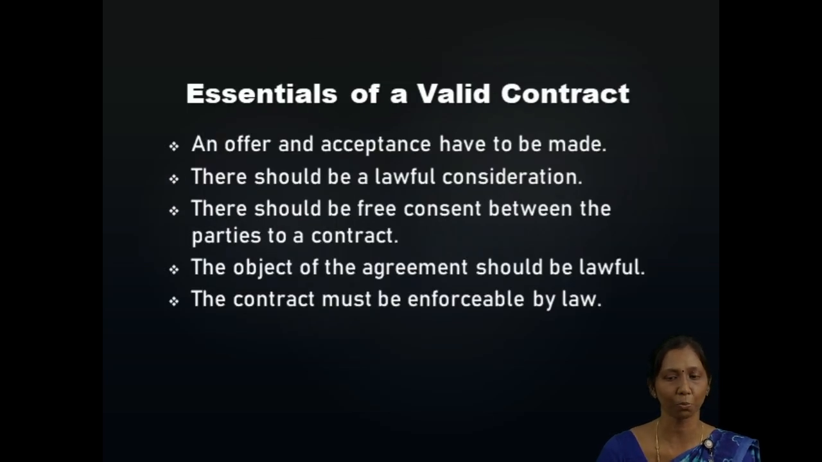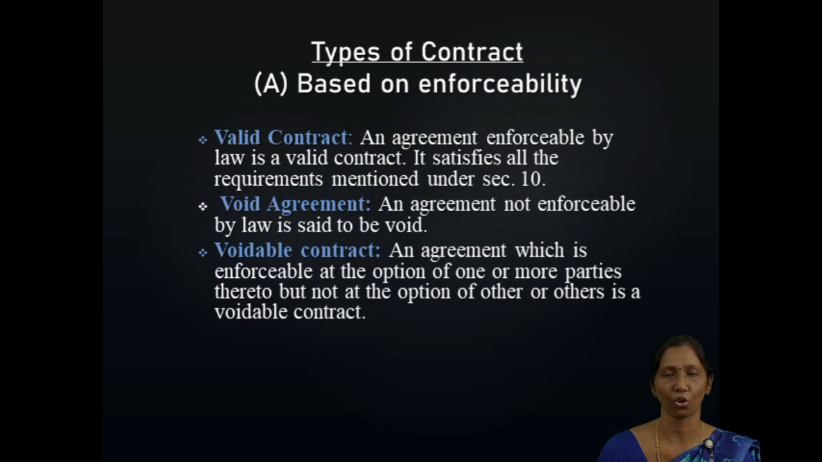Offer and acceptance should be made. It should be a lawful consideration. It should be a free consent. And it should be an agreement, and it should be enforceable by law. If all these elements exist in the contract, we can say it is a valid contract.